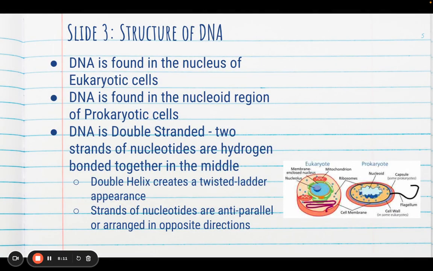Now let's discuss the structure of DNA. If you remember, DNA is found in the nucleus of all eukaryotes, and the only time DNA does not exist in the nucleus is during cell division. All that being said, organisms like bacteria do not have a nucleus because they are prokaryotes. Therefore, their genetic material, DNA, floats around in a specific area called a nucleoid region inside of a prokaryotic cell.